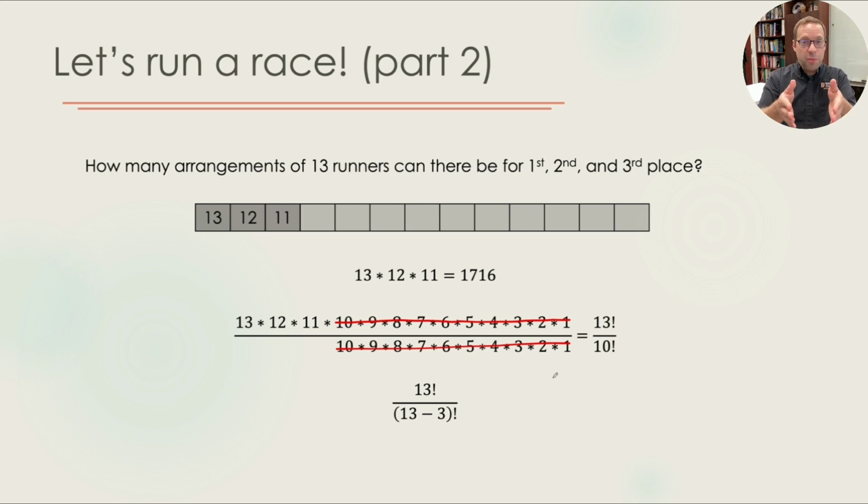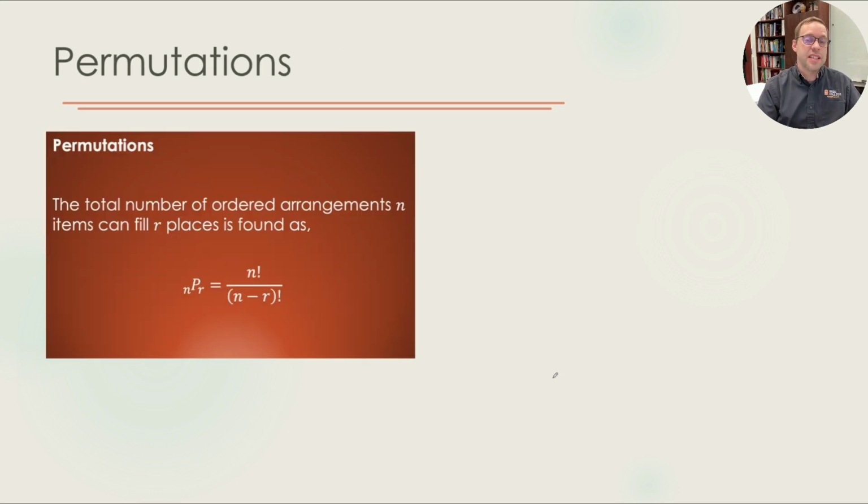So we took a simple problem and we made it more complicated. The reason I did that is because this is the official formula for permutations. To find a permutation, where n is the number of subjects you're dealing with and r is the number of places you're trying to fill, the permutation is going to be n factorial divided by n minus r factorial. And that's what we just saw.